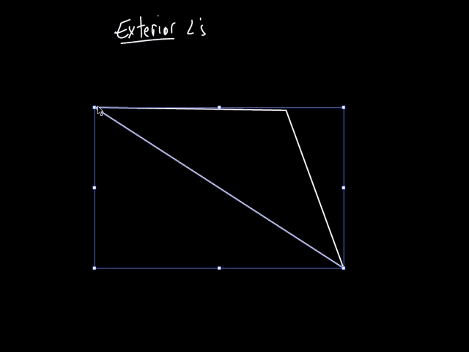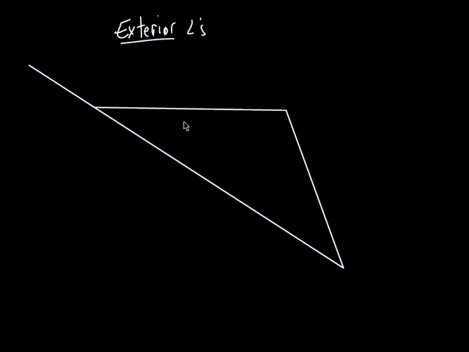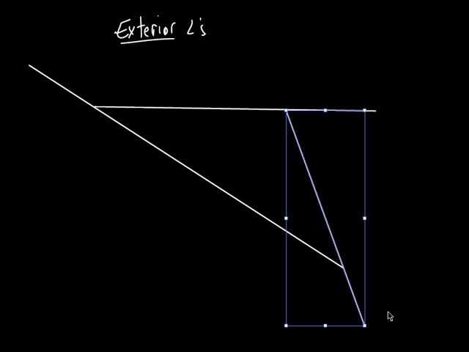Well, to get an exterior, you're going to have to take one of the sides and extend it out. So we take that side, extend it out. We'll take that side, extend it, and we'll take this side and extend it. I'm just going to tell you what this theorem says, and this is pretty interesting.